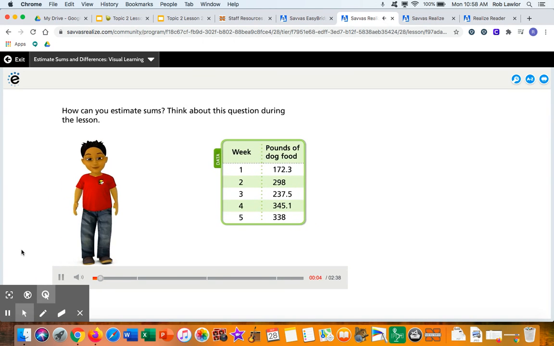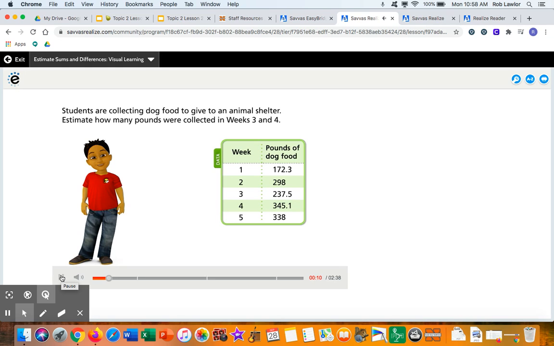Can you estimate sums? Think about this question during the lesson. Students are collecting dog food to give to an animal shelter. Estimate how many pounds were collected in weeks 3 and 4.